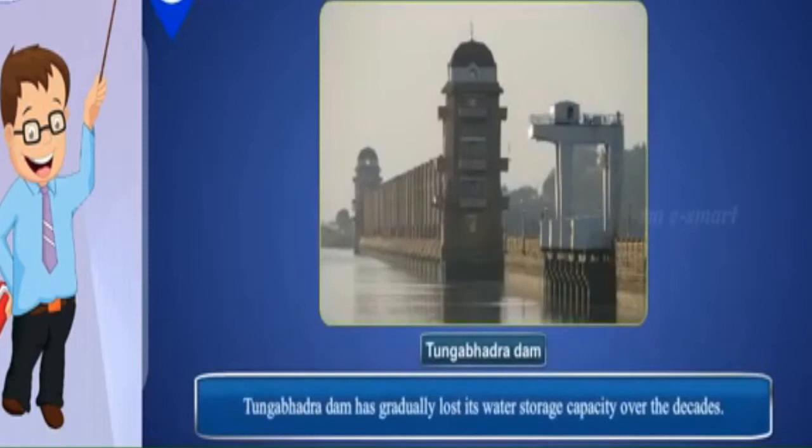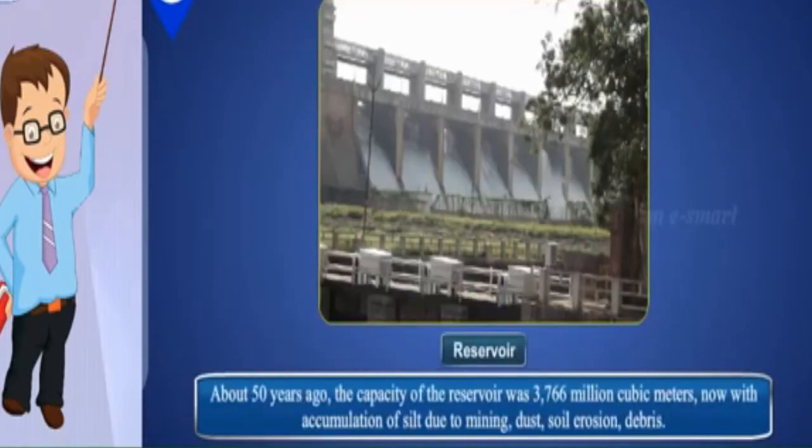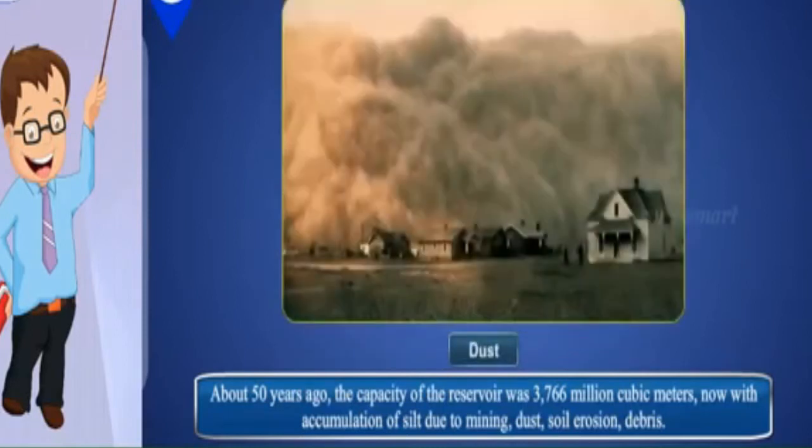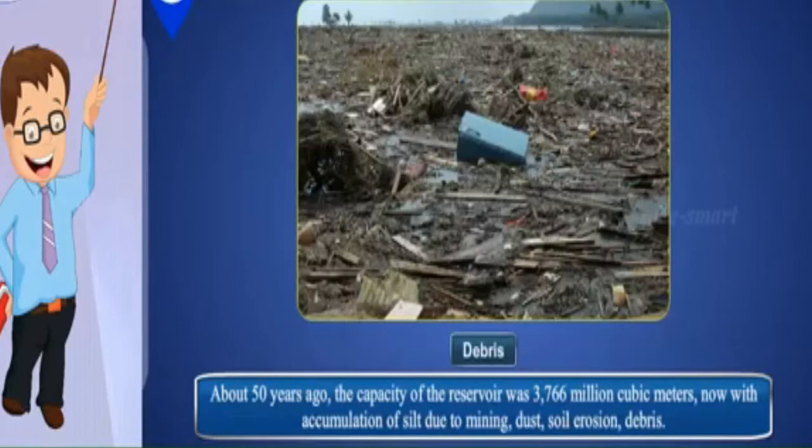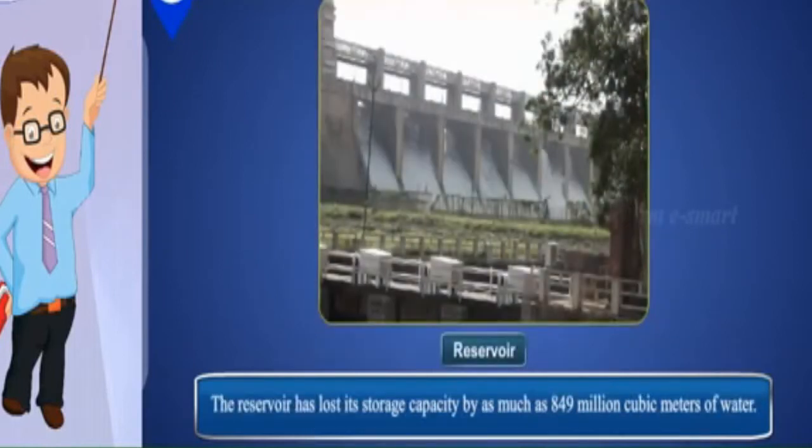Tungabhadra Dam has gradually lost its water storage capacity over the decades. About 50 years ago, the capacity of the reservoir was 3,766 million cubic meters. Now, with accumulation of silt due to mining, dust, soil erosion, and debris, the reservoir has lost its storage capacity by as much as 849 million cubic meters of water.